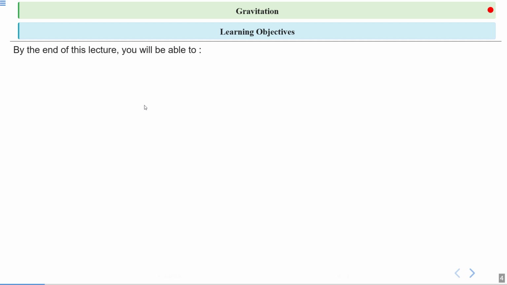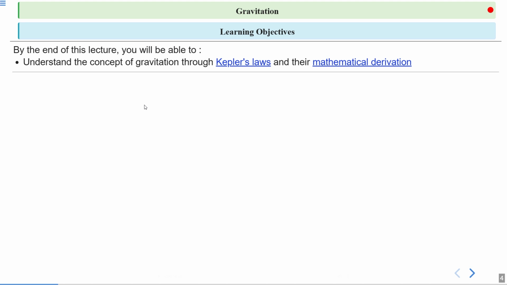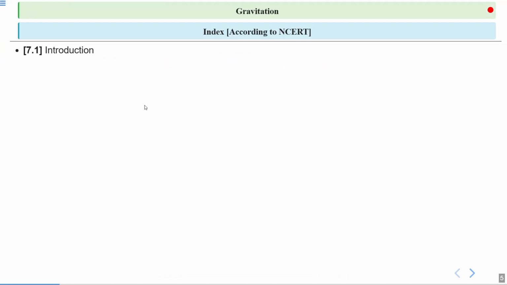Learning objectives. By the end of this session, you will have a solid understanding of Kepler's laws and their mathematical derivation. In today's lecture, we will cover 7.1 Introduction, 7.2 Kepler's laws, then we will solve an example 7.1.